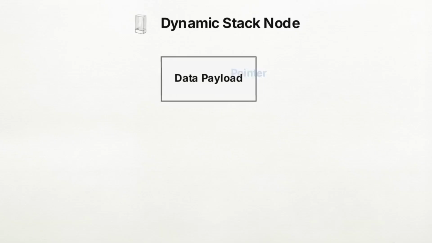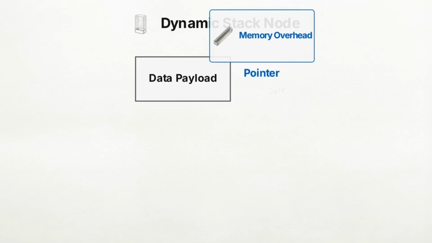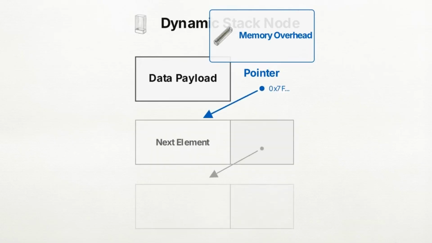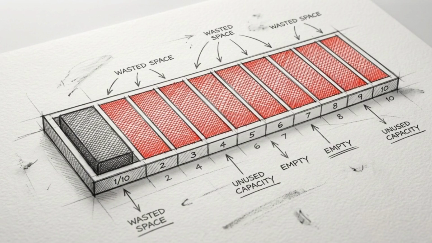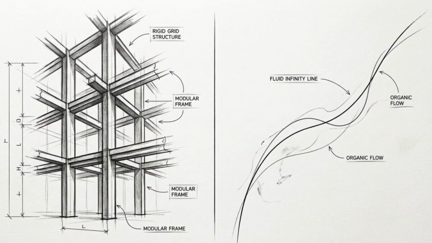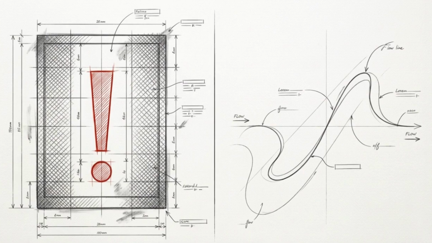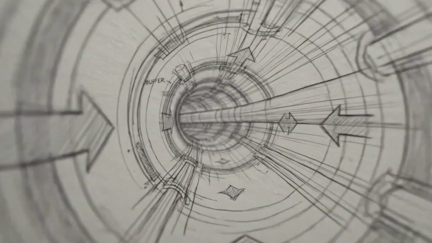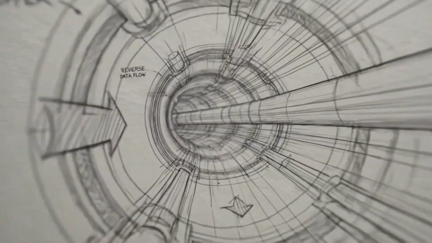However, there is a trade-off. Each node requires extra memory to store the pointer, the address of the next item in the chain. Static arrays use less memory per item, but they waste space if the stack isn't full. Balancing these trade-offs is a primary responsibility in software engineering. The choice between an array and a linked list determines not just the memory footprint, but how the software handles critical failure conditions. These internal mechanics drive the observable behaviors we rely on in every application.